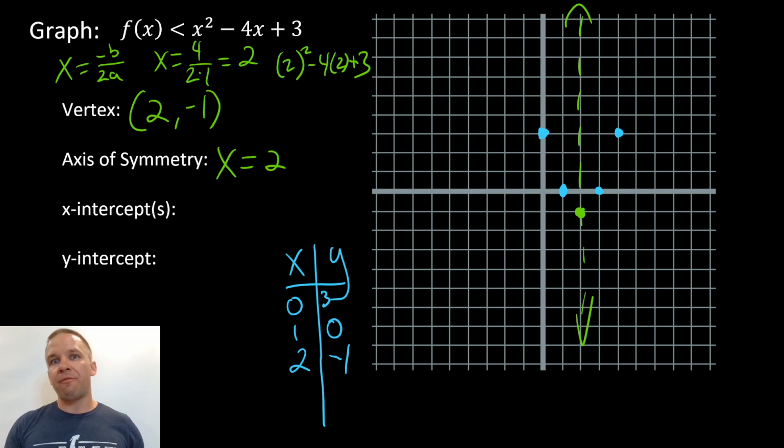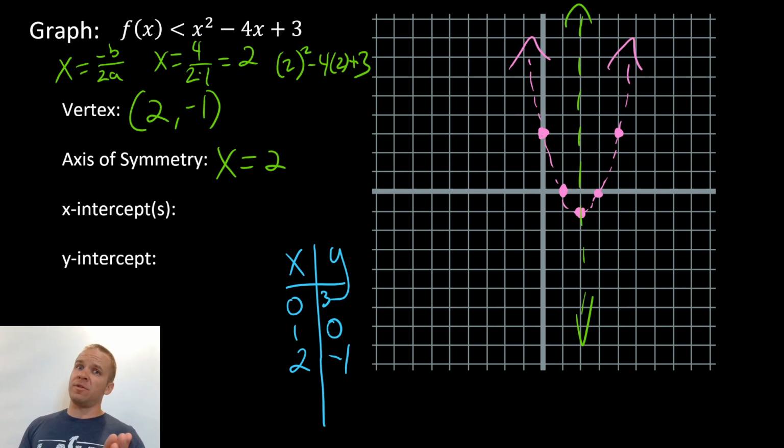Now, when I graph this, I need to pay attention to the inequality. Since this inequality is not equal to, it's strictly less than, it's going to be a dashed line. So let's graph that. I decided to change them all to pink. I figured that might show up all right. I'm going to go ahead and just dash my parabola there. Boom. Wonderful. And then there's one more part. We got to shade, okay? That's part of inequalities. So if I want to be less than this graph, I'm going to be shading below it.